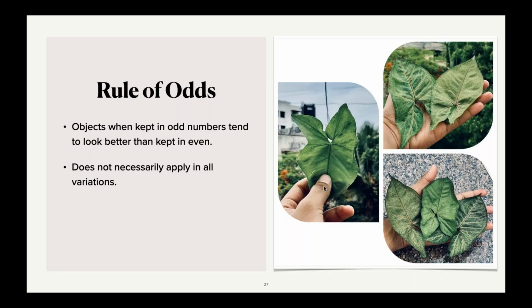Okay, the rule of odds. What does the rule of odds say? The rule of odds is basically the concept where the objects you take for clicking pictures have to be in numbers of 1, 3, 5, 7, or 9, or any odd numbers, as it just gives you a better and more organized image than if you keep them in numbers of 2, 4, 6, or 8. It's not necessarily applied to all variations, but it's just a concept where, when you see some image, it looks better and more organized to you.